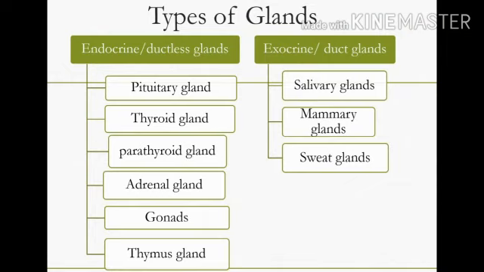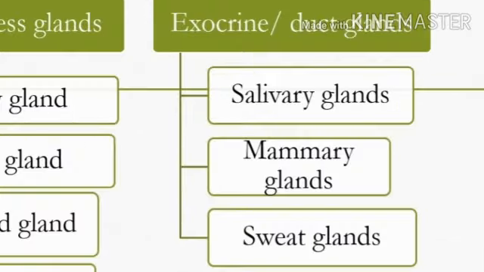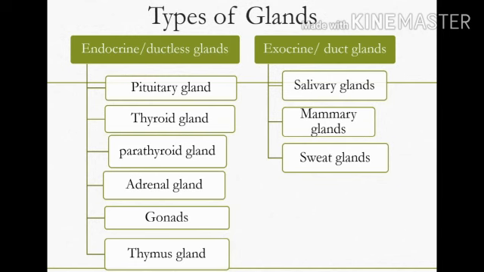Based on the presence of duct, the glands are classified into two types. They are the duct glands and ductless glands. Duct glands are also known as exocrine glands, and the ductless glands are also known as endocrine glands. Here the duct glands means the secretions are released through a tube-like structure that is called the duct. Through this duct the secretions reach the particular area. The examples are salivary glands, mammary glands, sweat glands. These are all the duct glands.